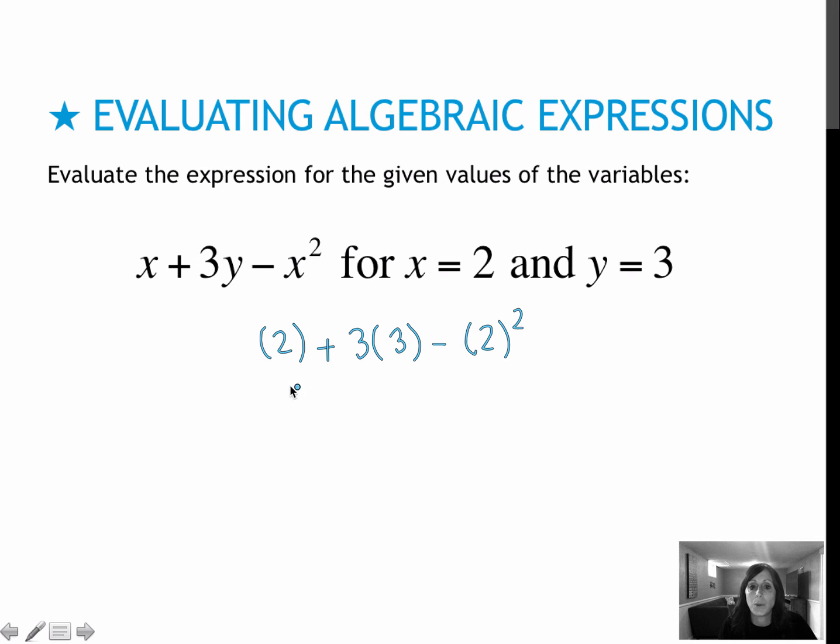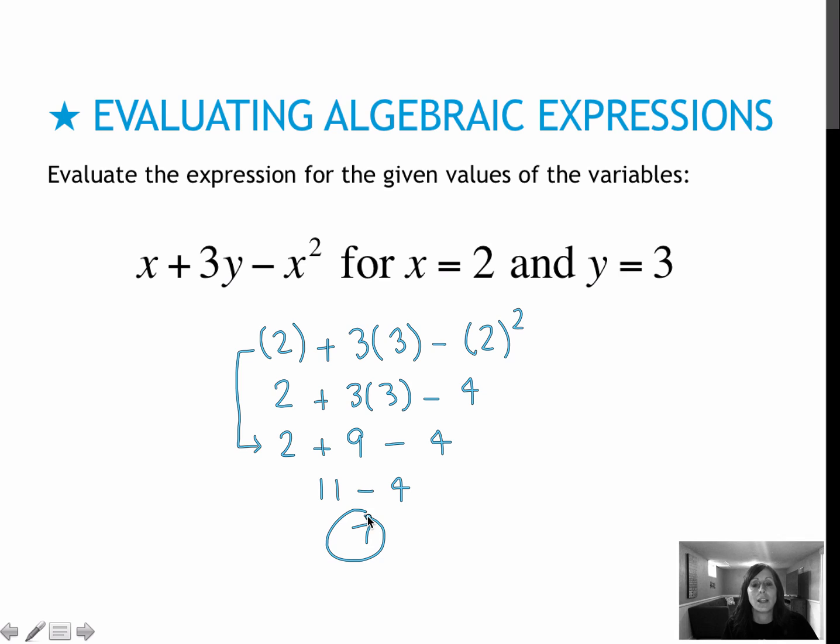I do have an exponent, and so I can evaluate 2 squared, which is 4. Then I will deal with my multiplication. 3 times 3 is 9. And it is possible that you went straight from here to here because they were separated by a plus and a minus. I could have evaluated 3 times 3. And now it's addition, subtraction, so I go from left to right. 2 plus 9 is 11, and 11 minus 4 is 7, and that's my solution.